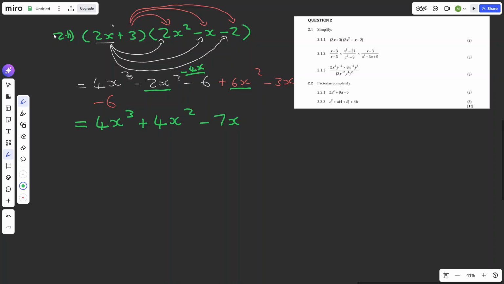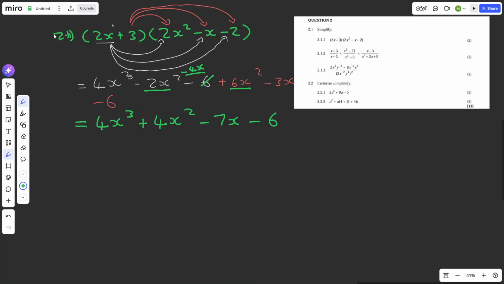And then lastly, the constant. With this constant, there's no other term like it. So we're just going to leave it as it is. So that's basically it here. We can't simplify this any further. So we leave it as it is.